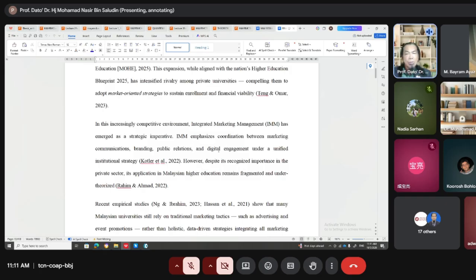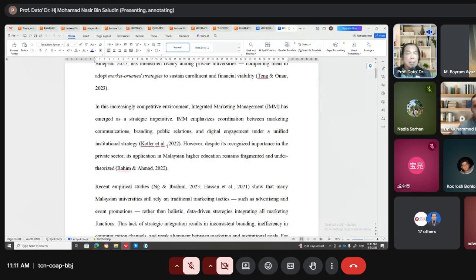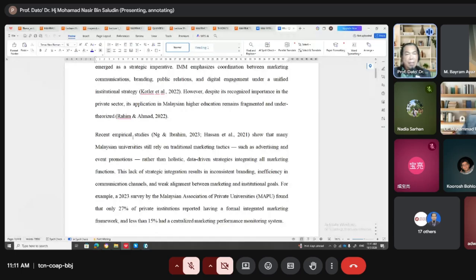IMM emphasizes coordination between marketing communication, branding, public relations, and digital engagement under a unified institutional strategy. This is by Kotler, the proponent of marketing. However, despite its recognized importance in the private sector, its application in Malaysian higher education remains fragmented and under-theorized. A recent empirical study by Ibrahim Hassan et al. shows that many Malaysian universities still rely on traditional marketing techniques. Traditional, they have booths, open booths. They don't use social media, relying on advertising and event promotion rather than a holistic, data-driven strategy integrating all marketing functions. This lack of strategic integration results in inconsistent branding, inefficiency in communication channels, and weak alignment between marketing and institutional goals.